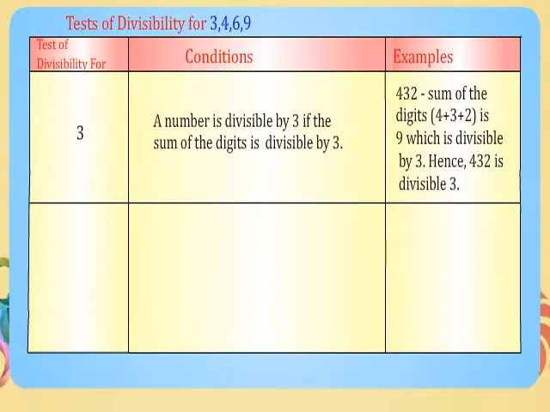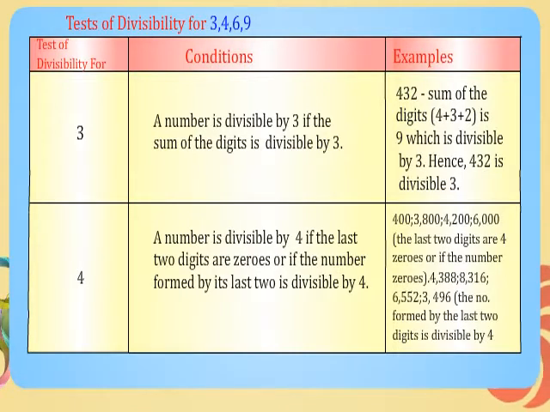For number 3, the condition is a number is divisible by 3 if the sum of the digits is divisible by 3. For example, 432. Sum of the digits 4 plus 3 plus 2 is 9, which is divisible by 3. Hence 432 is divisible by 3.